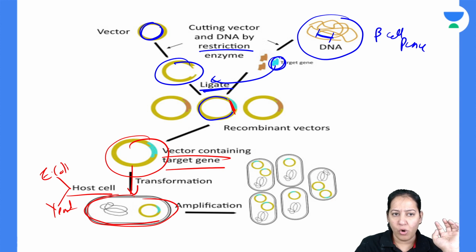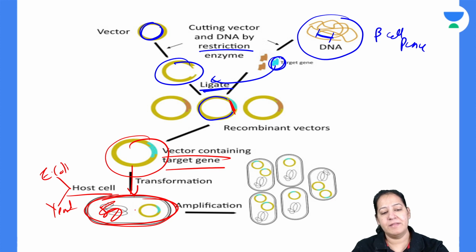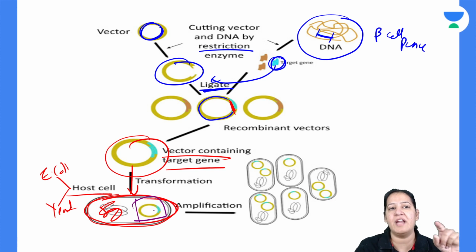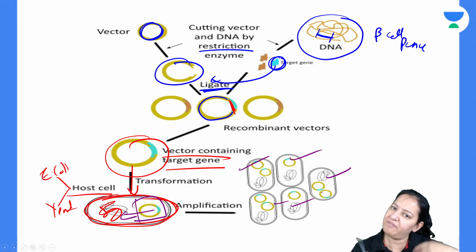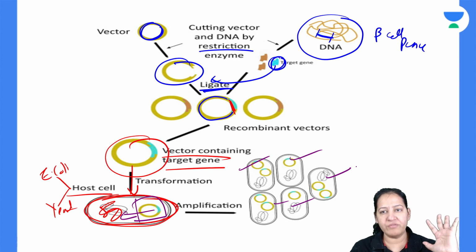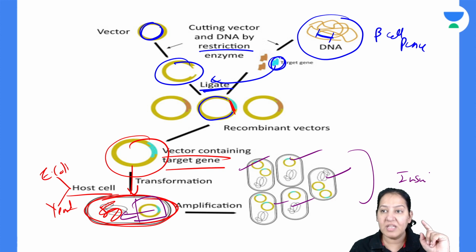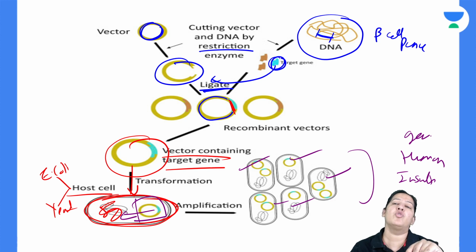So in this host cell, this is the DNA of the host cell. And this is my vector. This is my vector containing my target gene. It will integrate here. And when the host cell replicates, my target gene will also replicate, and inside all of them insulin synthesis takes place. This insulin is human insulin because the gene inside them is the human insulin gene.